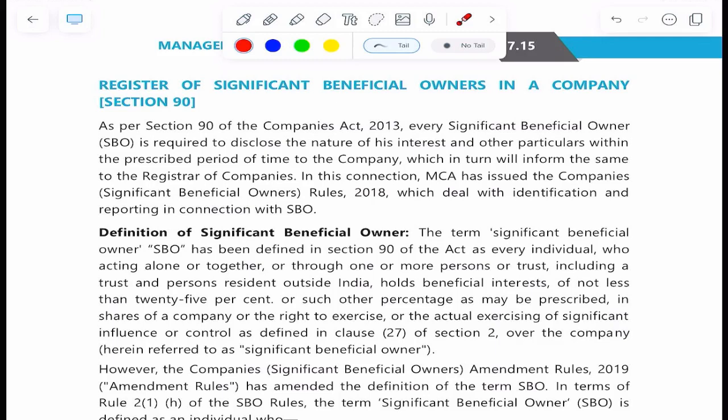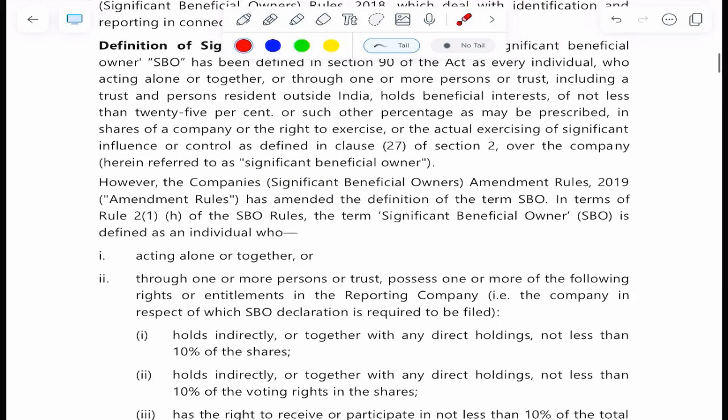Definition of significant beneficial owner. The term significant beneficial owner, SBO, has been defined in Section 90 of the Act as every individual who, acting alone or together or through one or more persons or trust, including a trust and persons resident outside India, holds beneficial interest of not less than 25% or such other percentage as may be prescribed in shares of a company, or the right to exercise or the actual exercising of significant influence or control as defined in clause 27 of section 2 over the company.